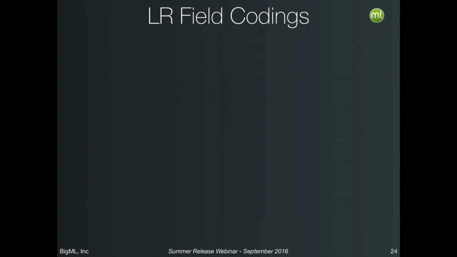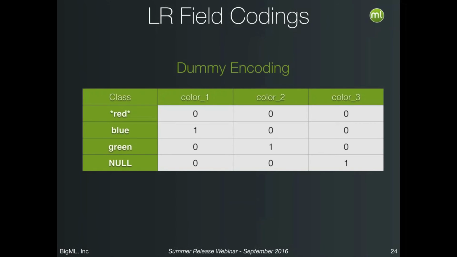Okay, we can do a slight variation on this. There's another technique called dummy encoding. This is similar to one-hot encoding, but we use the realization that we don't really need a separate feature for each possible class, right?